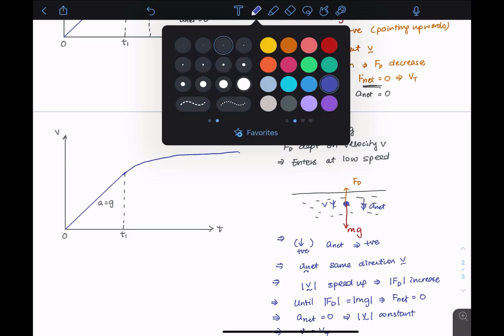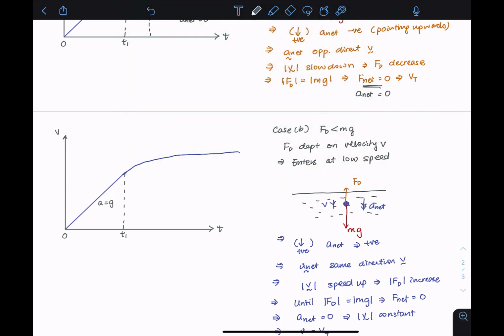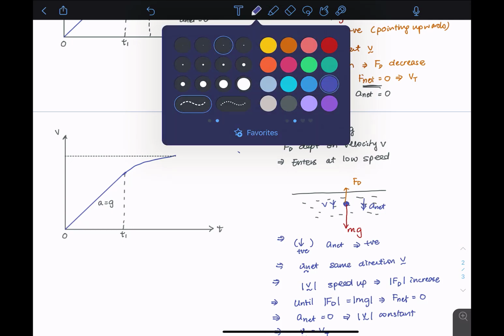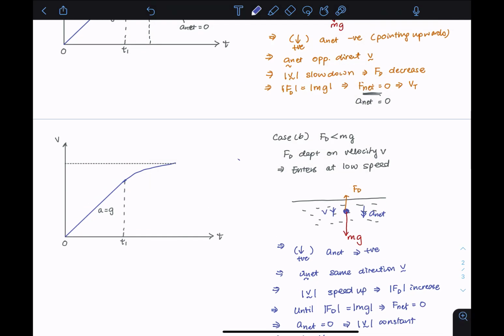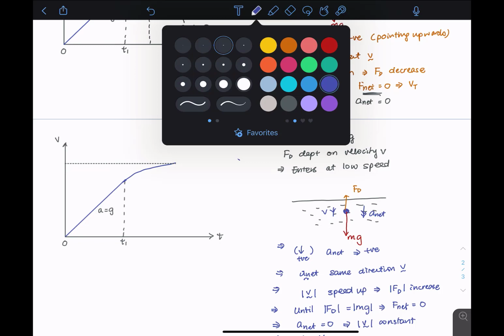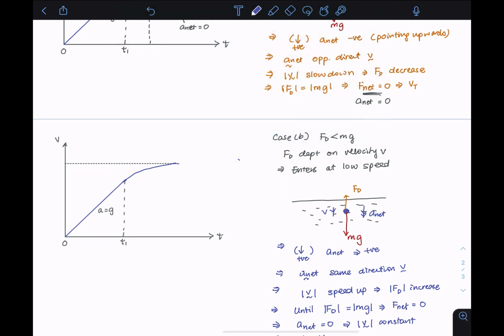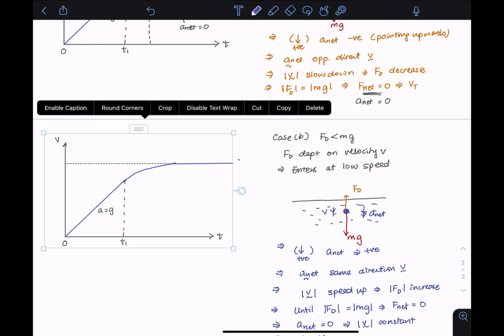So this is the point where it reaches terminal velocity. Let me change my shape a little, and make it nicer so that the graph will look nicer. This is the point where it hits terminal velocity. Let me make it a solid line. So this is my terminal velocity.